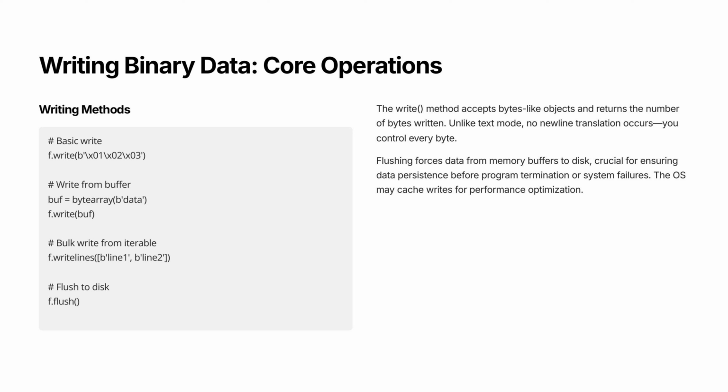Writing binary data involves several core operations. The write method handles bytes-like objects, ensuring precise control over data. Use bytearrays for buffer writes and writelines for bulk operations. Flushing is essential to move data from memory to disk, safeguarding against data loss during unexpected shutdowns. This ensures data integrity and persistence.